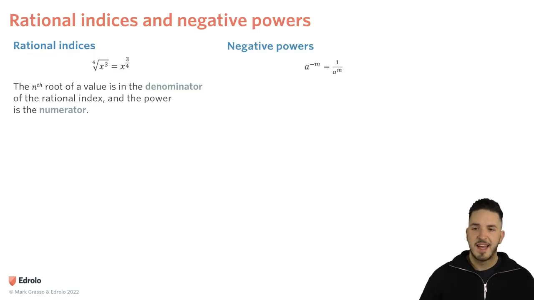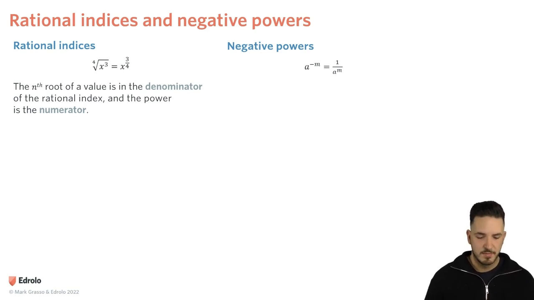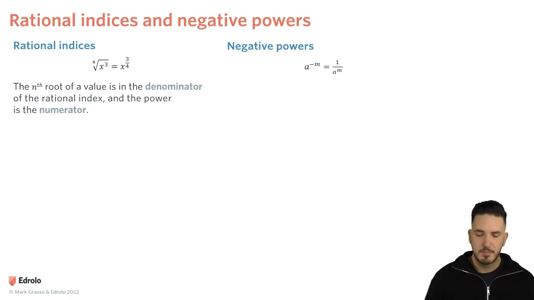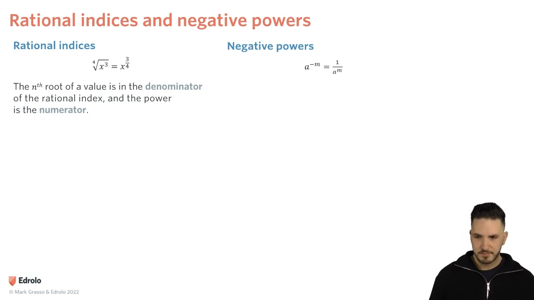So rational indices and negative powers. So looking at rational indices, we can see we have the example of the quartic root of x cubed. We can rewrite that as x to the power of 3 over 4, or 3/4. And the nth root of a value is in the denominator of the rational index and the power is in the numerator. And we can see this because we have the quartic root. So that's the nth root, if you like. That's going to be in the denominator of the fraction. And then what x is being raised to the power of on the inside of that root is 3. So 3 would go in our numerator.